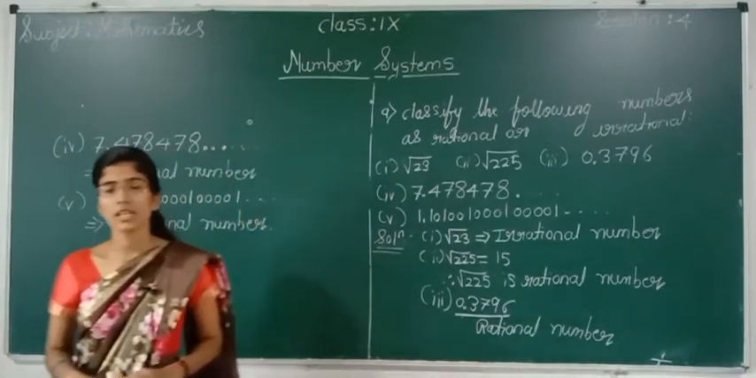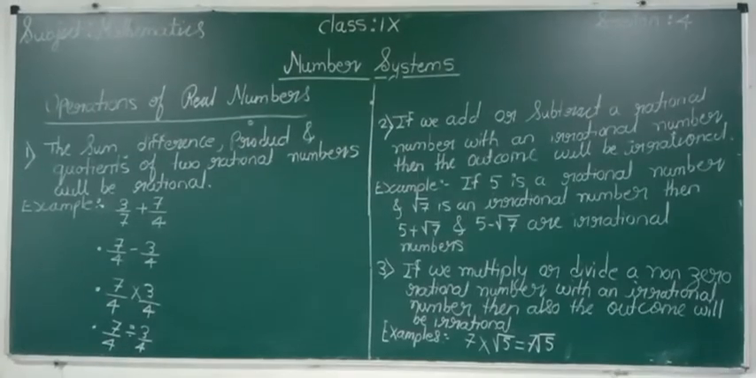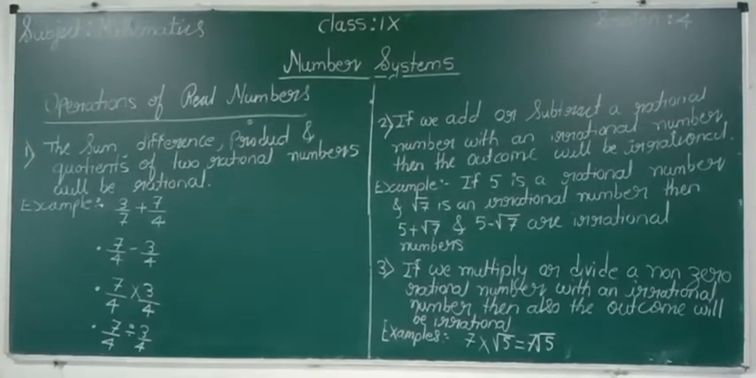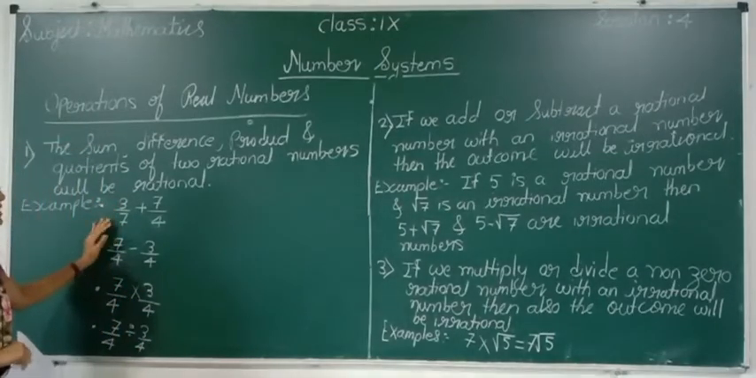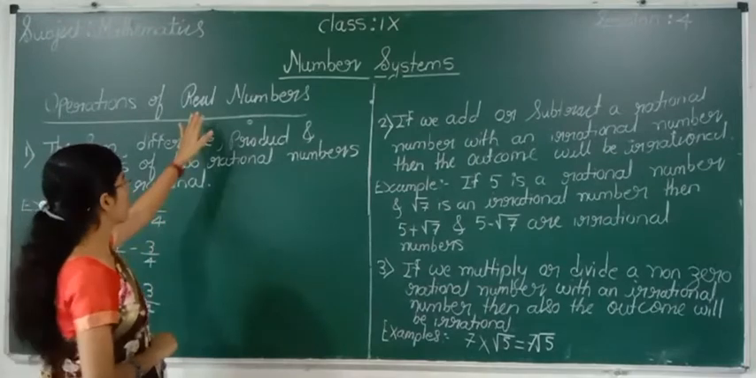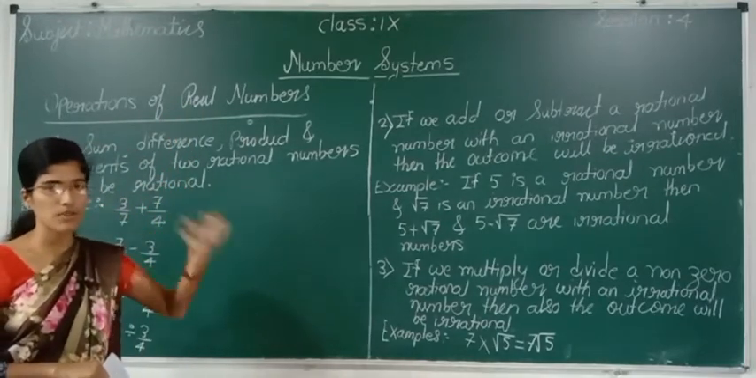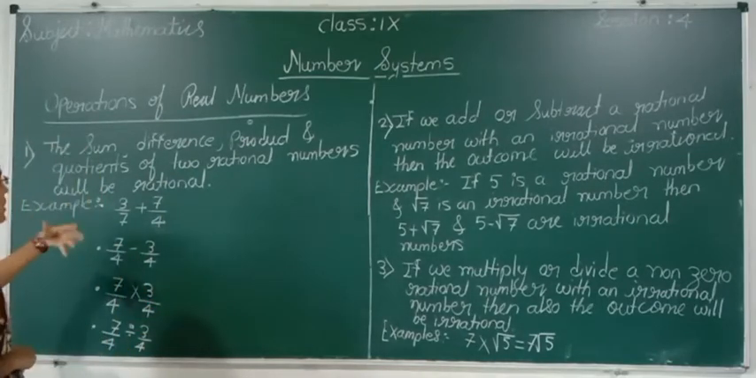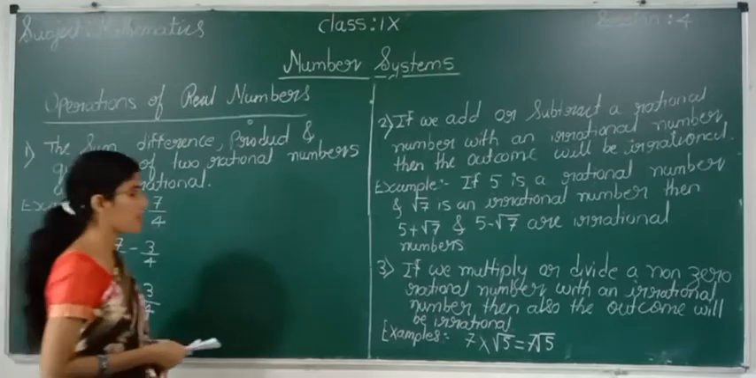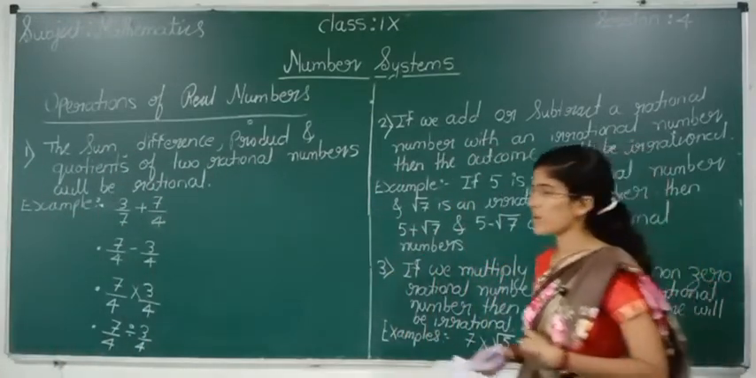Now we will see the next concept related to the number system. Now see here students, the next concept we will read is operations on real numbers. We know that the collection of all rational and irrational numbers forms the real numbers. Now see here, we are going to apply the operations on real numbers. Now we will see one by one.